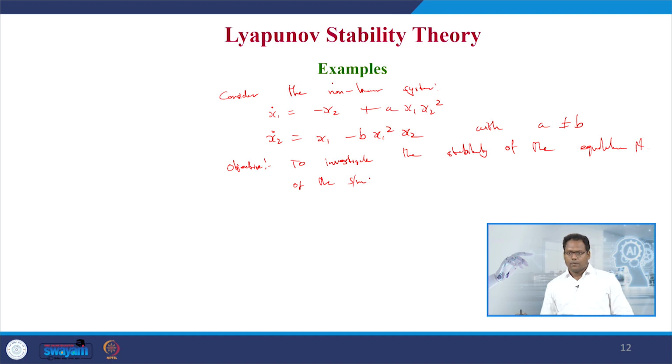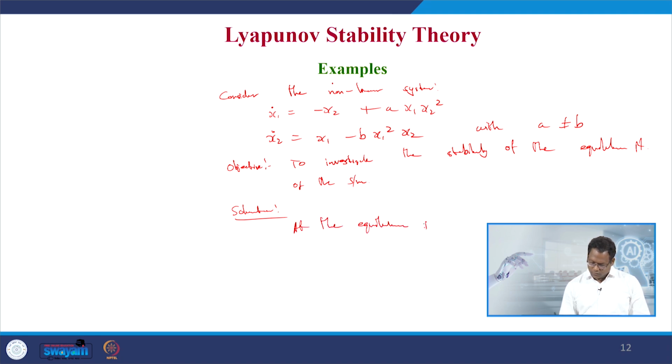In order to investigate the stability of the equilibrium point of the system, given a nonlinear system, we need to find the equilibrium point. Now, the solution to this problem is, at the equilibrium point we have minus x2 plus a x1 x2 square equal to 0, x1 minus b x1 square x2 equal to 0.